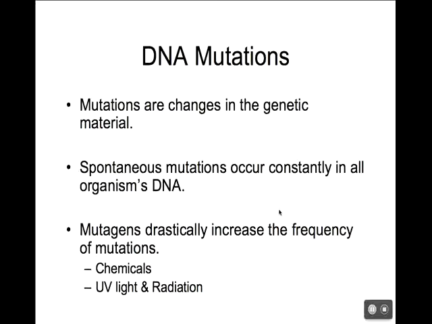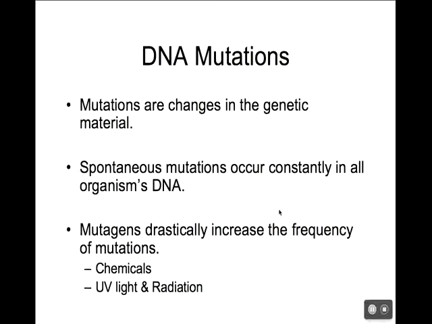There are things that can increase the frequency of mutations. We call those things mutagens. So mutagens drastically increase the frequency of mutations. Things that we know that can act as mutagens, there are various chemicals that can act as mutagens. So for example, asbestos, we know various different chemicals such as acrylamide can act as mutagens. UV light can also act as a mutagen. It can cause DNA mutations, and so can radiation.